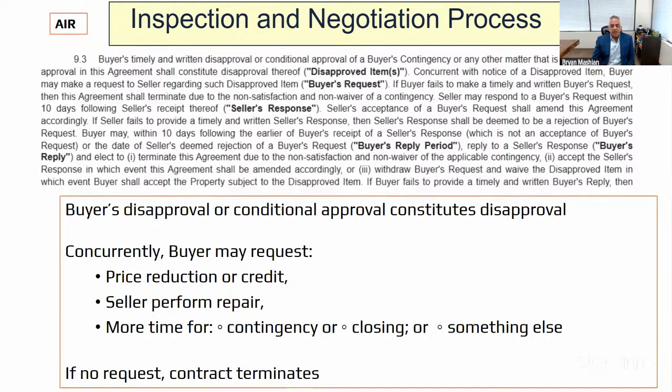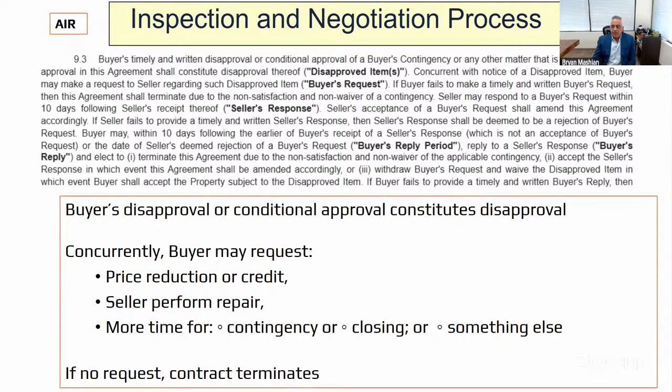And basically, if the buyer disapproves or conditionally approves of something, then the buyer has the choice to not ask for anything, meaning not ask for a price reduction or price credit, not ask the seller to do any repair, not ask for more time. And in that situation, if there's no buyer request, the deal's over because at that point, the buyer's just saying, hey, I'm disapproving. So that means the deal's over.